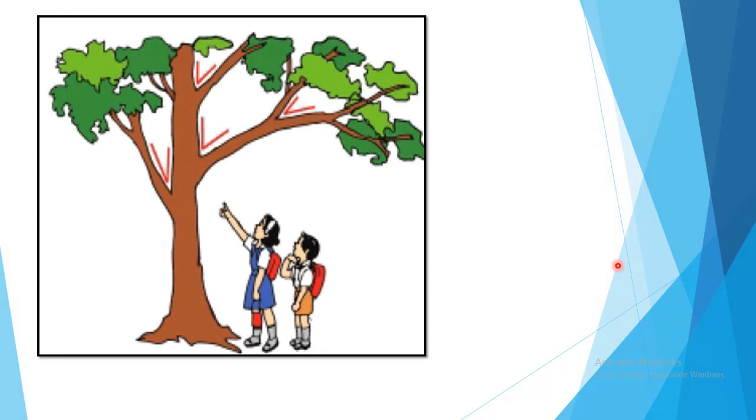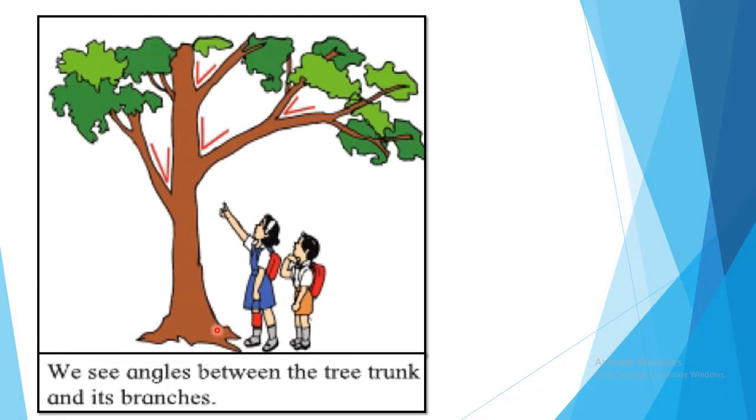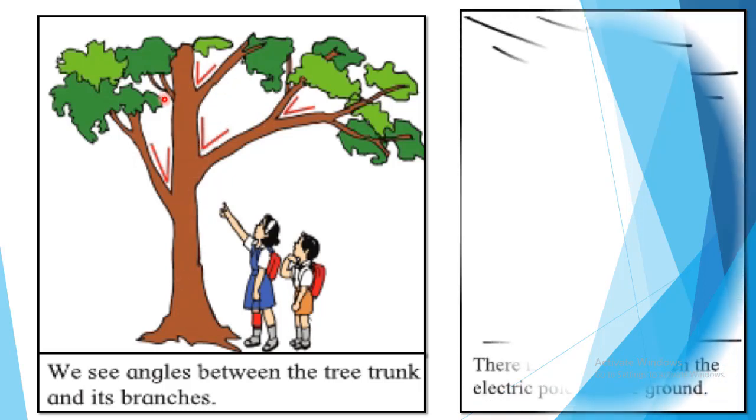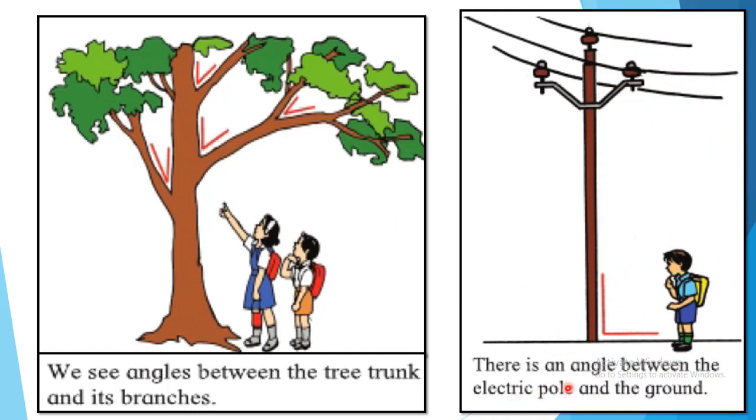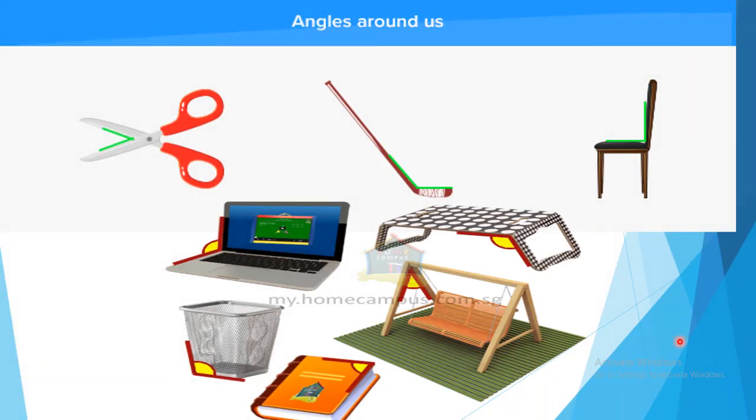Look at this tree. We see angles between the tree trunk and its branches. There is an angle between the electric pole and the ground. Angles around us. We can see many angles in these pictures. There are different types of angles here.